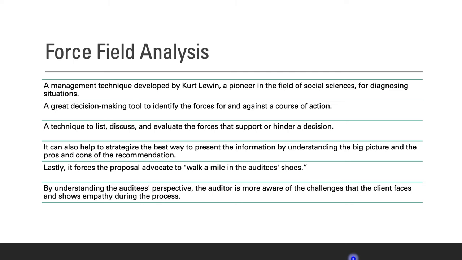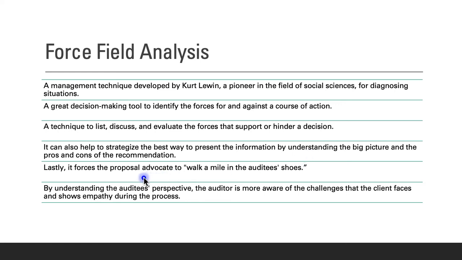Okay? So this is also a technique to discuss and evaluate the forces that support or hinder a decision. So yun yung pros and cons din. It can also help to strategize the best way to present the information by understanding the big picture and the pros and cons of the recommendation. So ulit-ulit lang ako, no?